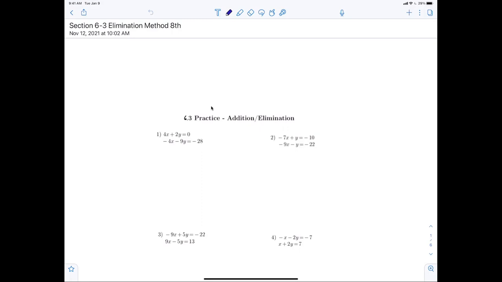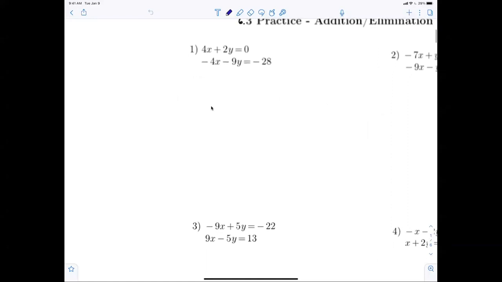You have graphing, which is normally not done because it's hard to see exactly the point of intersection. Then you have substitution, which is done when you have y equals or x equals. The addition method, or the elimination method, is used when it's not x equals or y equals. Look up here at question number 1 and you can see how simple it is. Obviously, as we go down the page, it's going to get a little bit harder.